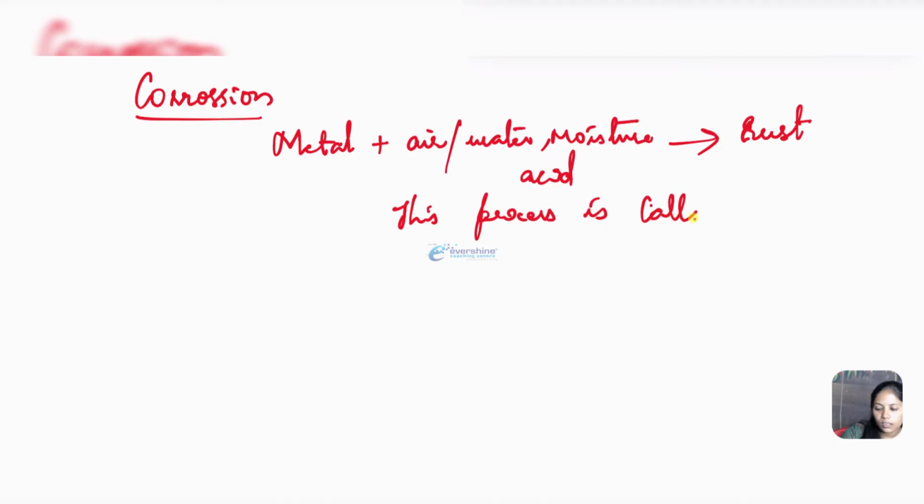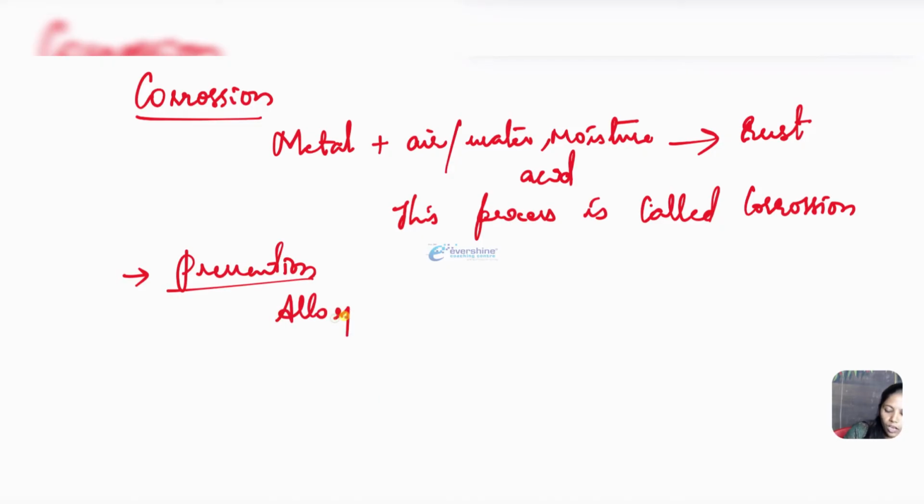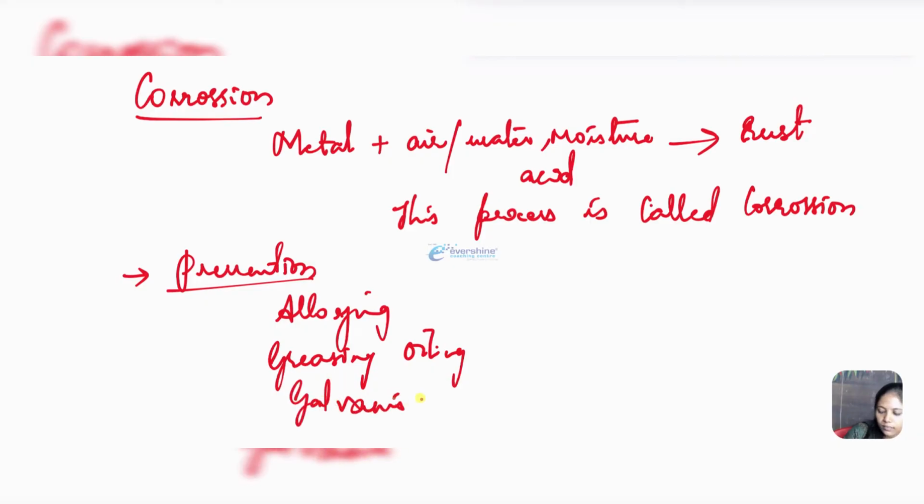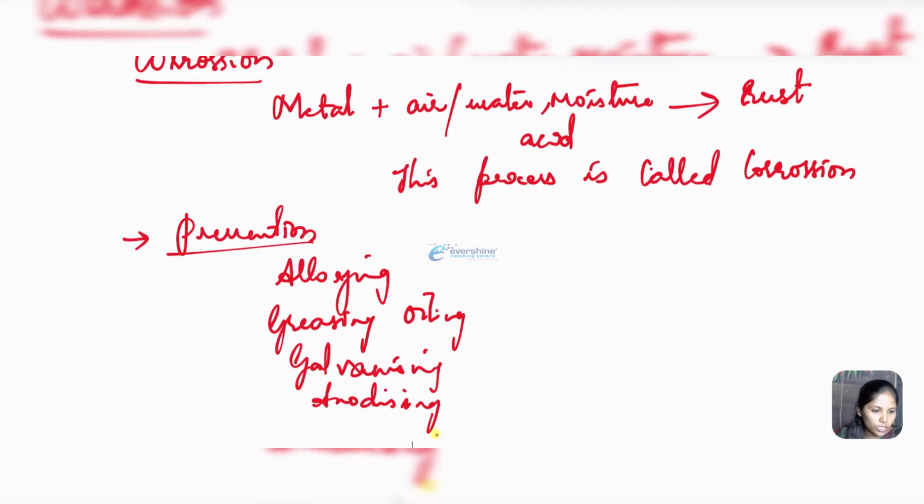How can we prevent corrosion? Corrosion can be prevented. They will ask you prevention also. It is prevented by alloying, greasing, oiling, galvanizing, and anodizing. So these are the methods of preventing corrosion.